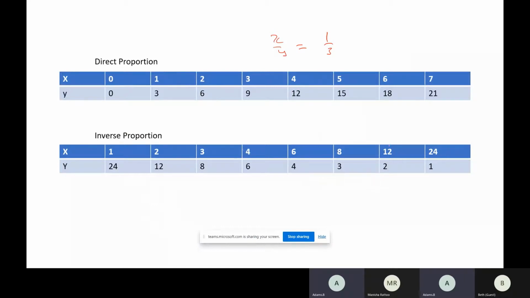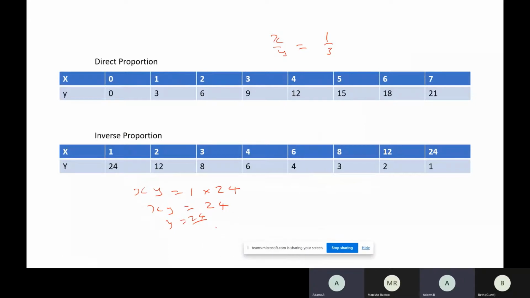If you present an inverse proportion, when one gets bigger, the other gets smaller, it doesn't take them very long at all to notice, it's the product of them. So it's xy is equal to 1 times 24. So xy is equal to 24. Y is 24 over x. And then you kind of give them that general rule for students: we divide when it's direct proportion, their ratio is the same, and their product is the same for inverse proportion.